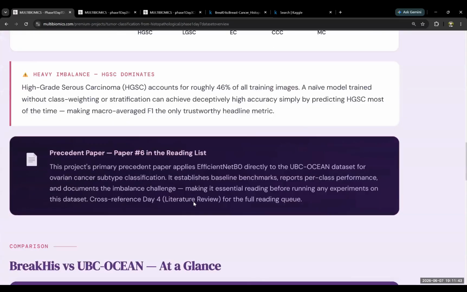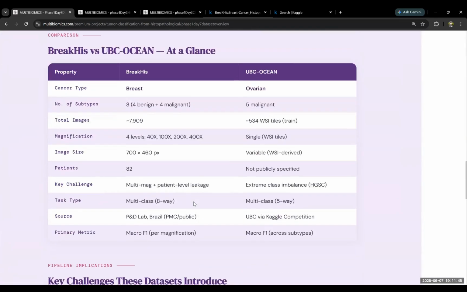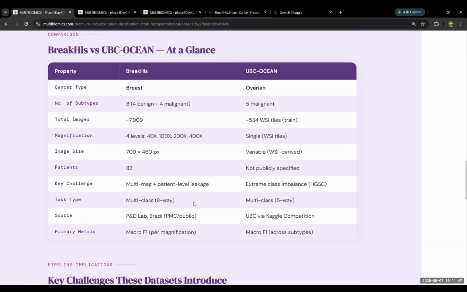So this is the data set. Definitely we will not be going in deep now, because again I'll touch this topic on the 7th day. So two types of cancer: BRACS is for breast cancer and UBC Ocean for ovarian cancer. Now we have 8 subtypes in BRACS. Under these 8 subtypes, 4 of them are benign images and 4 of them are malignant. In ovarian, we have only 5 malignant classes. Okay, this is a much simpler data set when we compare to BRACS.